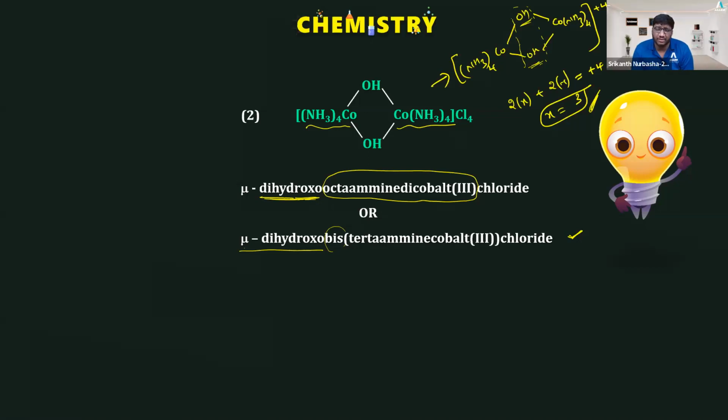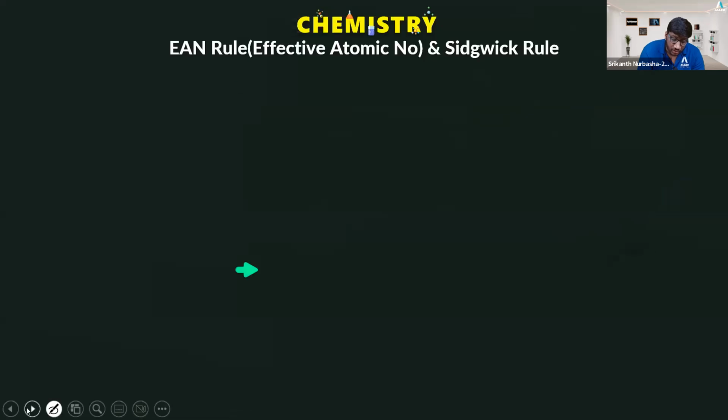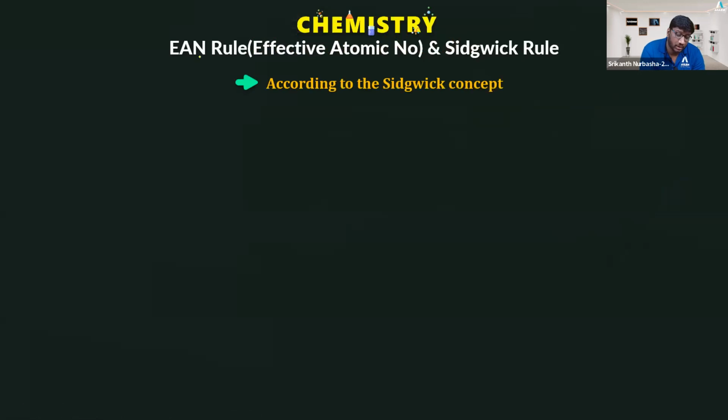Okay, these are the different names of all the complex ions, and these include all the exceptional cases as well. You try to solve as many questions as possible. Then you will be getting command over this concept. Let us proceed. Then we have the EAN rule.